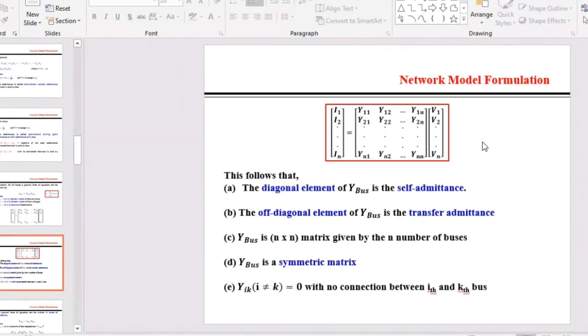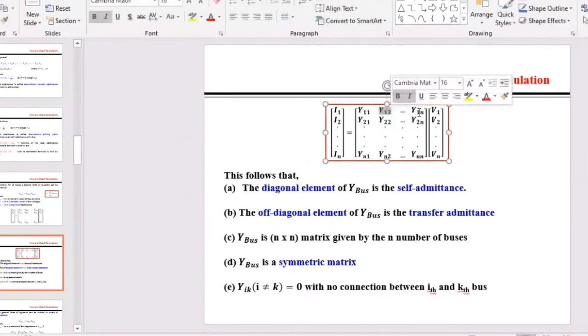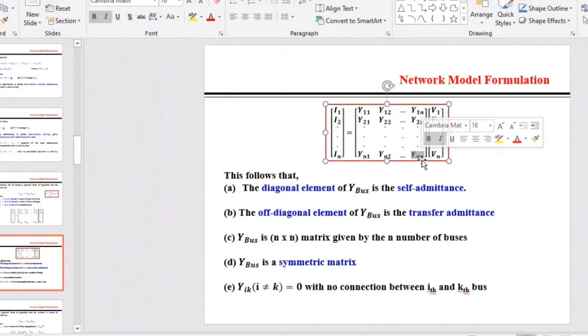It is the admittance between bus 1 and 2. It's the admittance between bus 1 and bus n. It is the admittance between bus 2 and bus 1. It is the admittance connected to bus 2. It is all the admittances connected to bus number n. But for the others, it's between bus number n and bus number 1, bus number n and bus number 2. If we come here, it's the same thing, bus number 2 and bus number n.